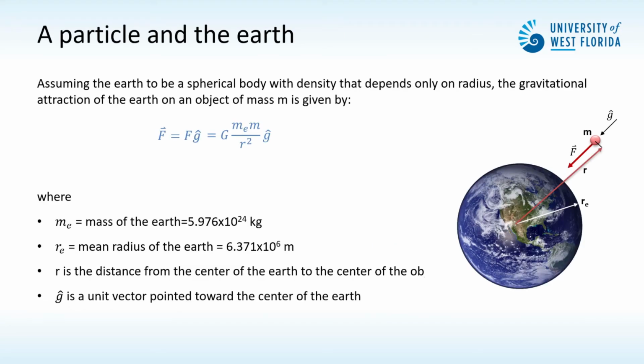Assuming the Earth is a spherical body with density that depends only on the radius, then the gravitational attraction of the Earth on an object of mass m is given by F g hat, where F is the gravitational constant, capital G, times the mass of the Earth times the mass of the object, divided by the square of the distance between the center of the Earth and the object. G hat is a unit vector pointed toward the center of the Earth.